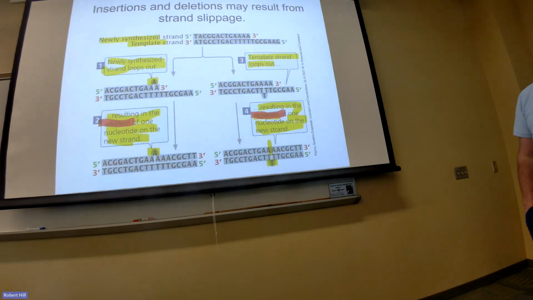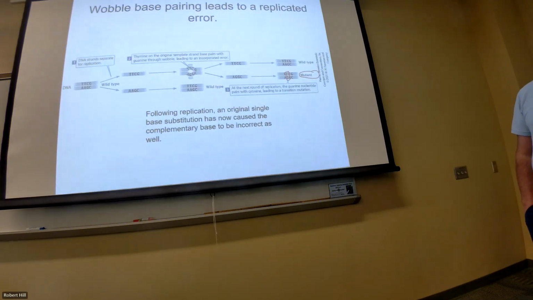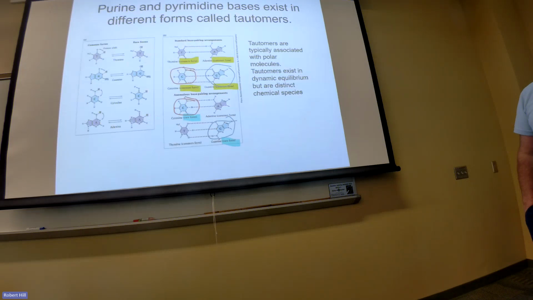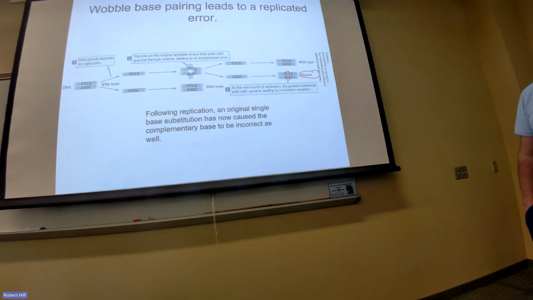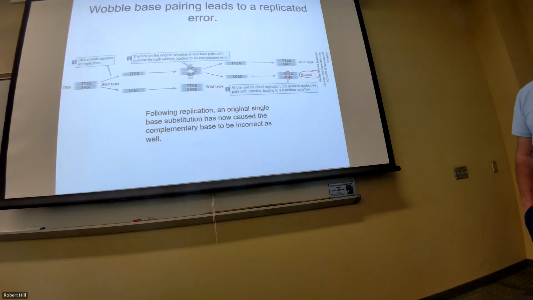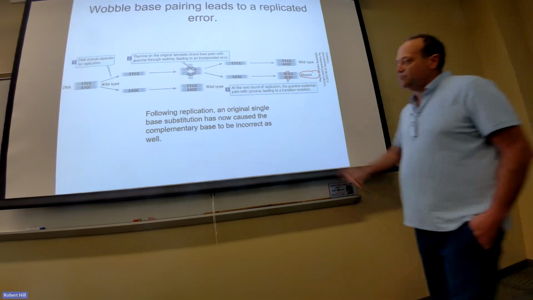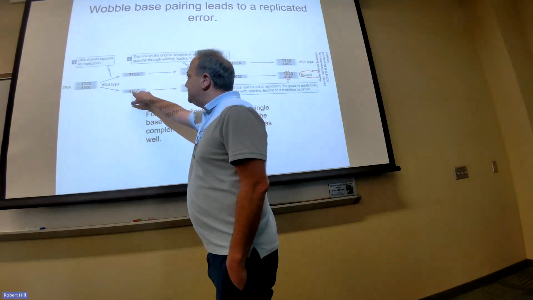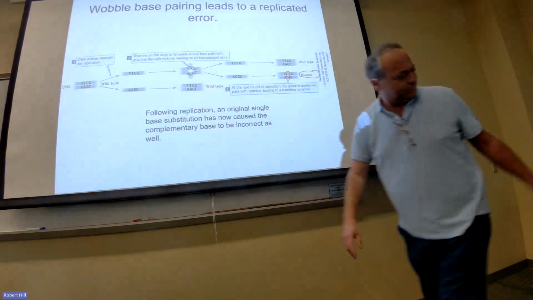Oh no, this is wobble basing. I think I meant to take this out, guys. I'm sorry, I'm making a mistake here. No, sorry, this is the tautomeric shift there. So you've got a T that's come in, TTCG, and yeah, a G has come in at this position right here. So that's what's shifted. Sorry.